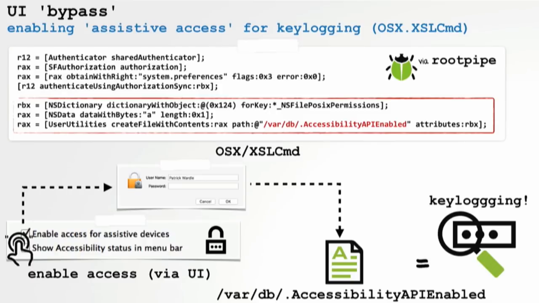What happens in the background when a user clicks this button is that it creates a file on the file system to indicate that the button was checked. So the malware just bypasses the UI and creates this file directly using this exploit. Once it does that, it can access all key presses and install a system-wide keylogger, again, without having to actually interact with the UI.